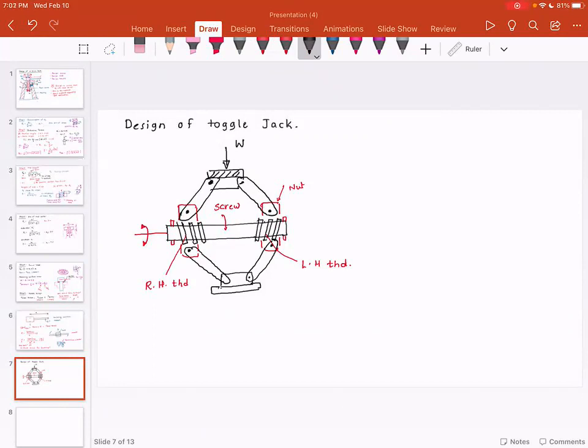Now if you look at the way this configuration is, the load W is not directly acting on the screw. So here is an observation. The first observation is screw horizontal, nut vertical. And the second observation is load W is not directly applied.